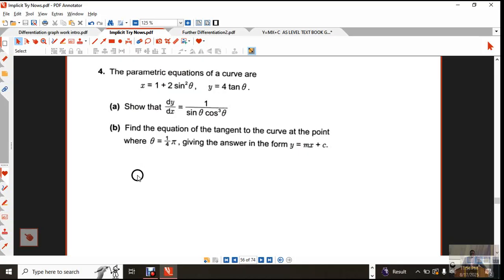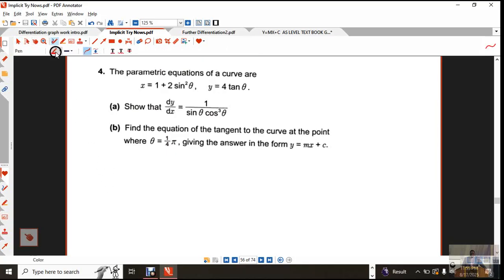And then part B requires us to find the equation of the tangent of the curve at the point where theta is pi over 4. And then you're supposed to give your answer in the form y equals mx plus c. And take note, they don't really say the exact values of m and c. So most probably, since we are dealing with a pi, we're going to have decimal answers over there that you can also give, obviously.